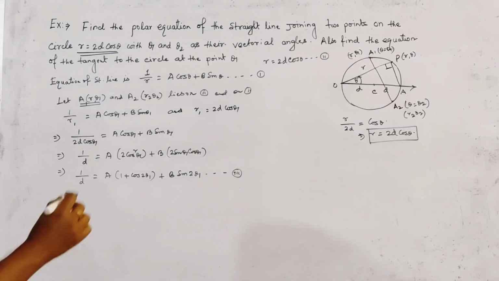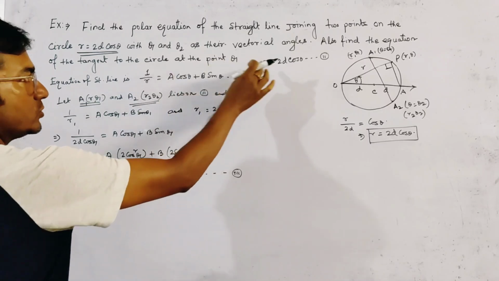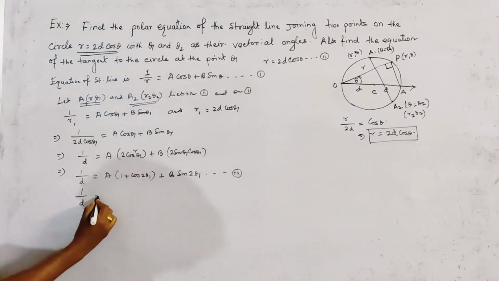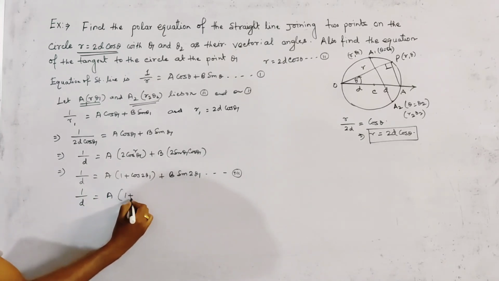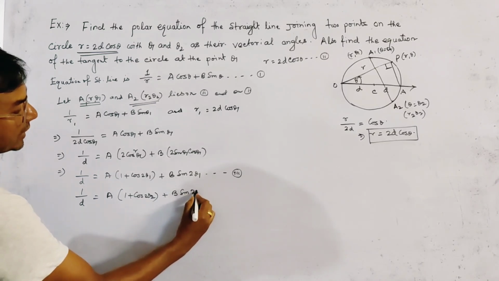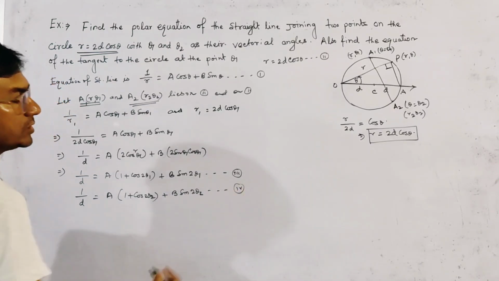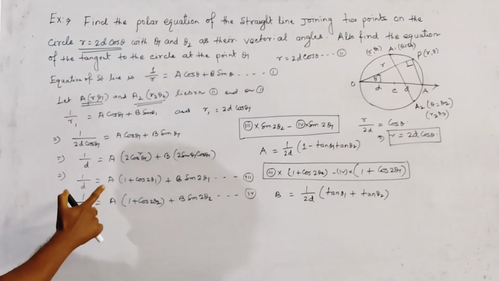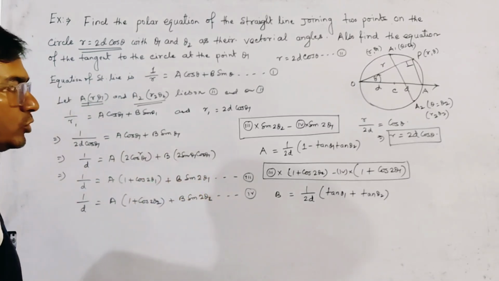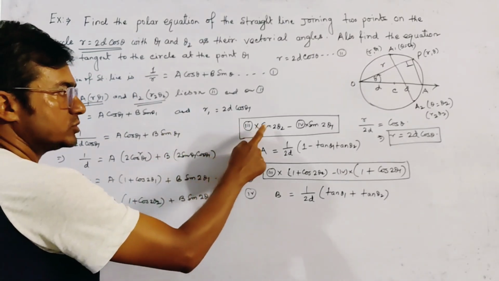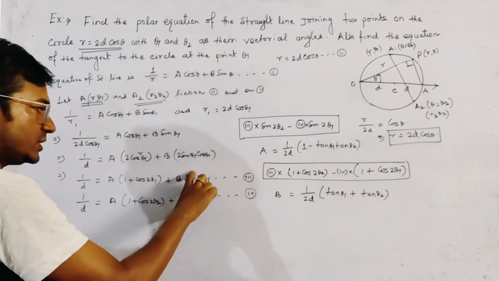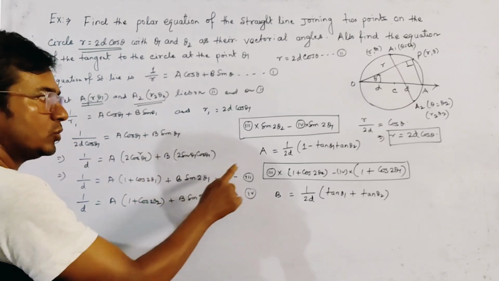Similarly, by putting the second point in 1 and 2, we get the same type of result, and we directly write 1 by d = A (1 + cos 2 theta 2) + B sin 2 theta 2. This is relation number 4. Now to find the values of A and B, which are two arbitrary constants of the straight line, from 3 and 4 we make the operation 3 into sin 2 theta 2 minus 4 into sin 2 theta 1, so B cancels out, and from this relation we get the value of A.